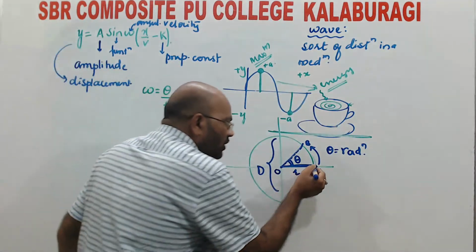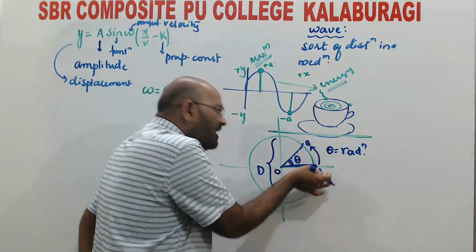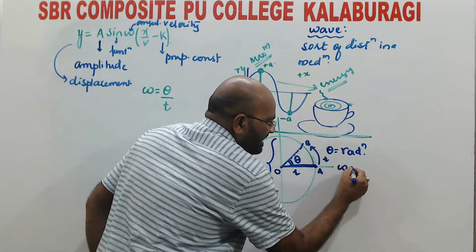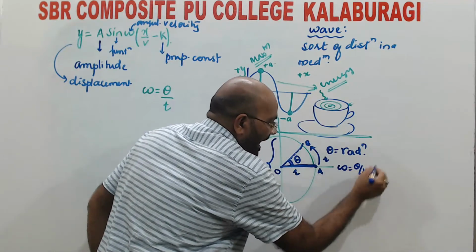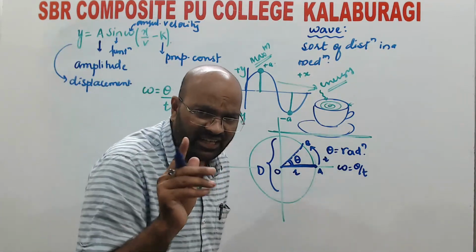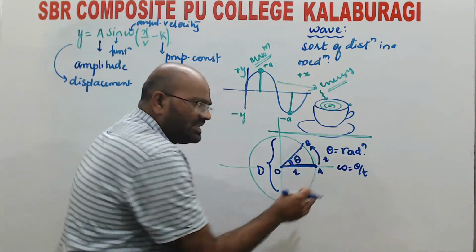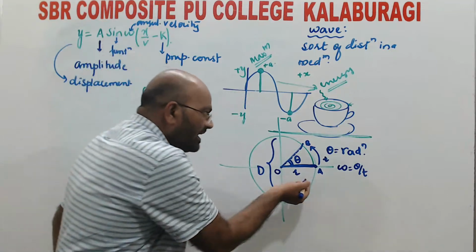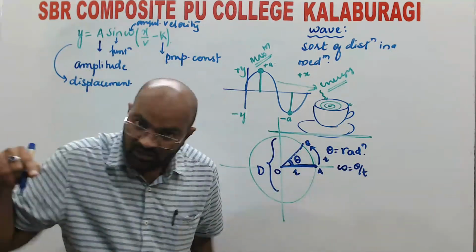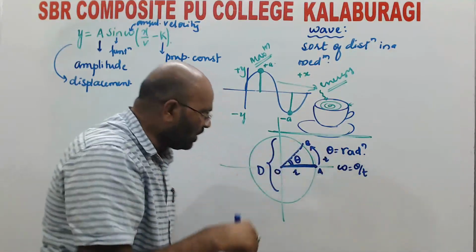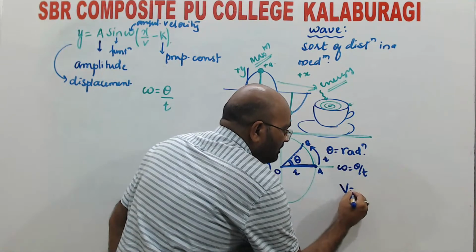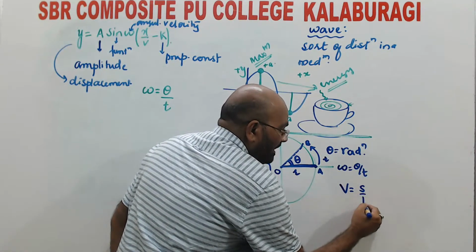The time taken to reach from point A to B is t. And the velocity is given as theta by t, which we call angular velocity. When it is moving in a circle, that is angular velocity. If it moves on a straight path, that is what you call linear velocity. Linear velocity is equal to displacement by time taken.